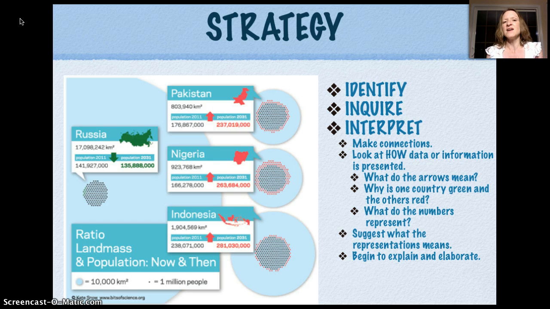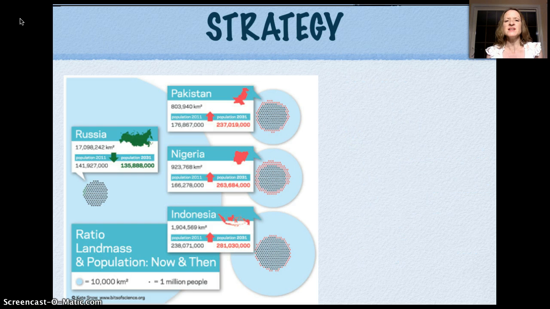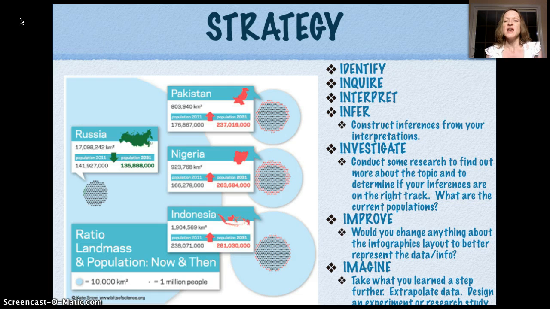So you really have to be very specific in your observations, and then as you interpret this particular infographic or any one that we give you, start to elaborate on your explanations to start to make statements about what all of that data means. That's going to allow you to then take those observations, those questions, and those interpretations and start making inferences about all of that data.